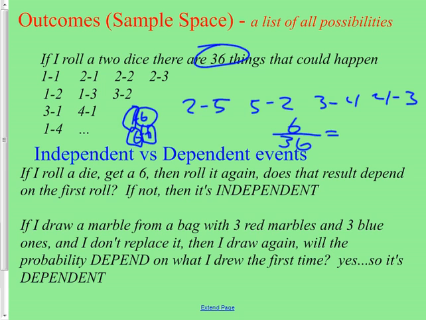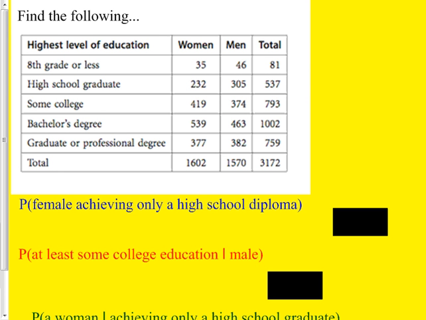Moving on. This one is probability of a female achieving only a high school diploma. No, it says only a high school diploma. All right. Did it say I could only pick from females? Read it carefully. Did it say that? No. So everything was possible. So it's out of what?